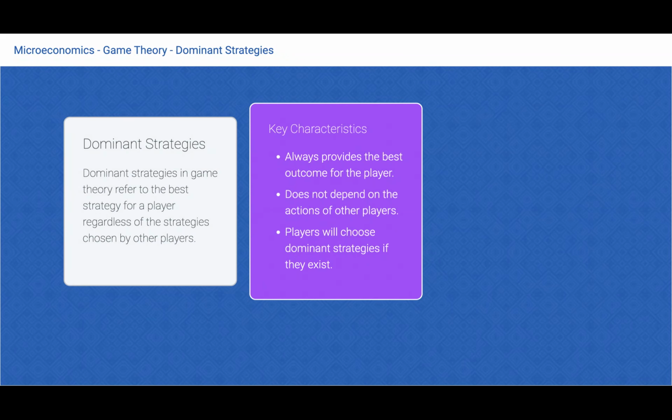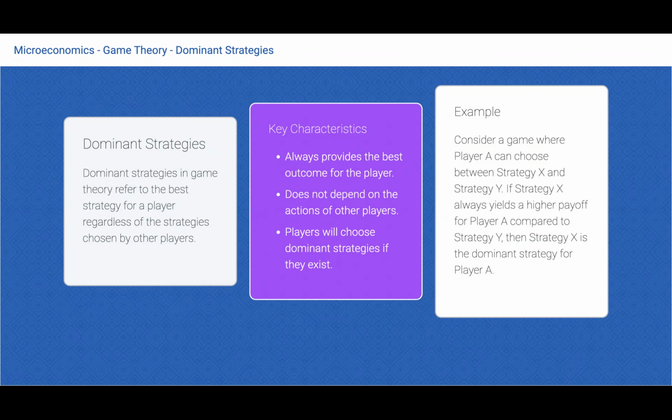Dominant strategies in game theory are strategies that provide the best outcome for a player regardless of the strategies chosen by other players. These strategies do not depend on the actions of others and are chosen if they exist. For example, if a player has a strategy that always yields a higher payoff compared to other strategies, it is considered a dominant strategy. Let's transition to the next slide.